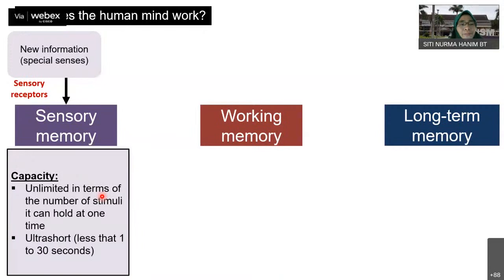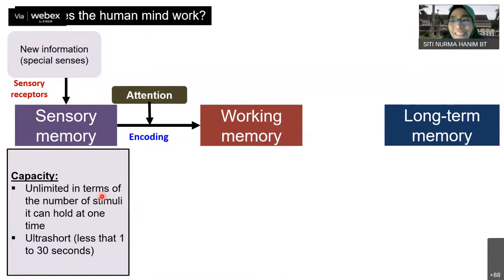There is no limited number, but it is very ultra short, meaning that when it goes to your sensory memory, within 1 to 30 seconds it will decay out if you don't do something. So to ensure that what we have perceived, what has entered our sensory memory, goes to the working memory, it must have attention focus. Without attention, the information picked up by sensory memory will not go to the working memory. It will be decayed out.